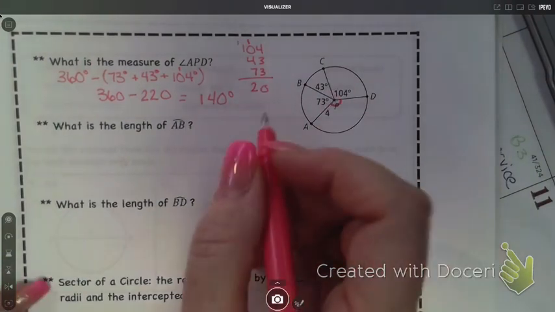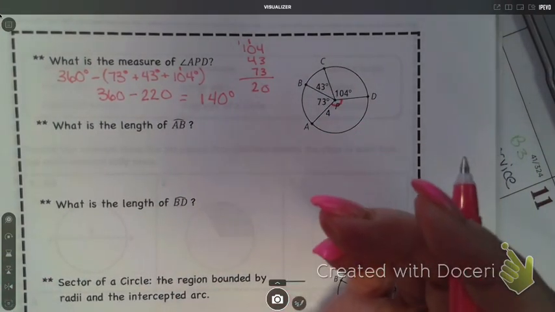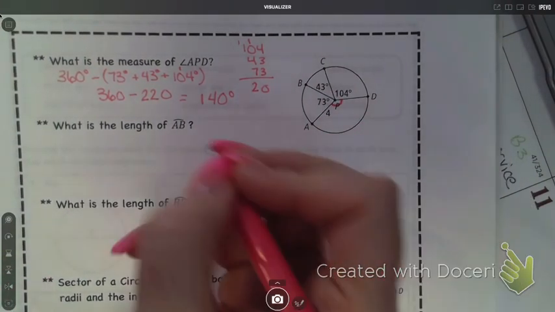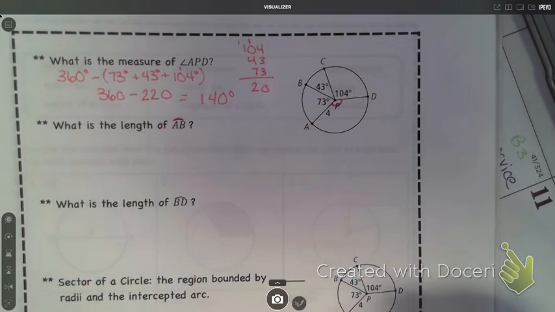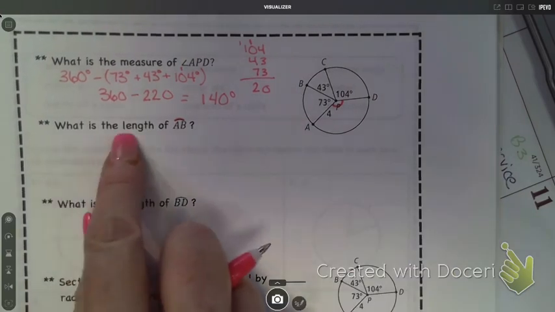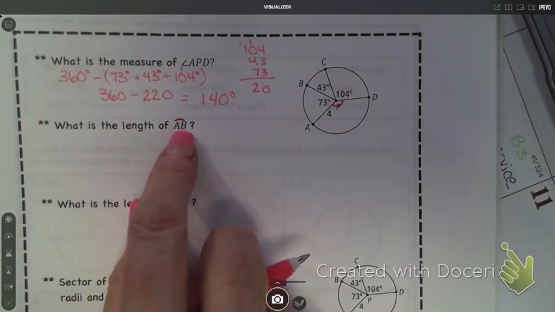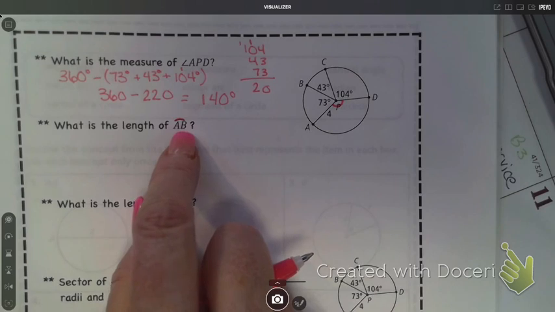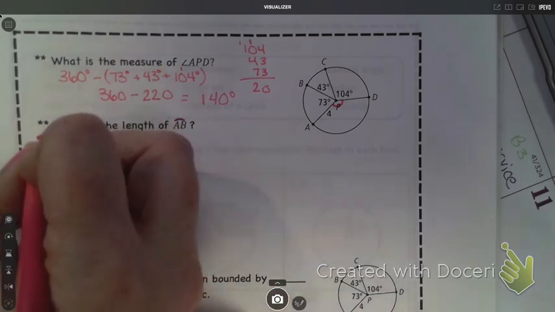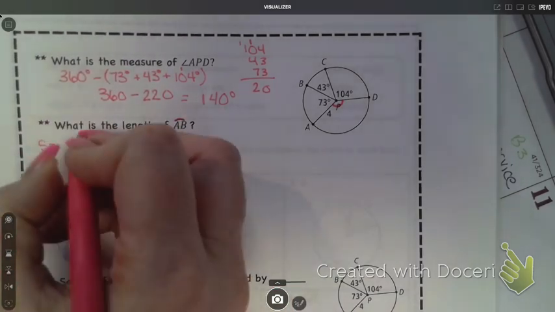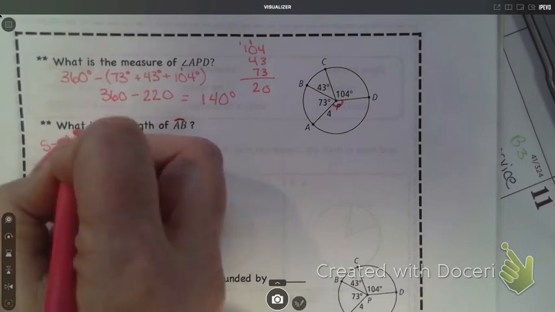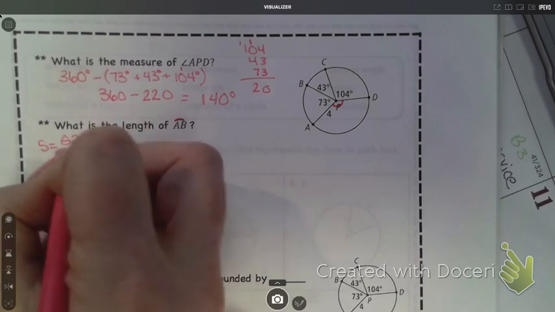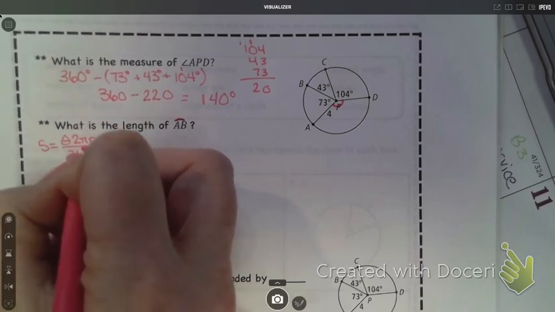Okay, so that's pretty much it. This should be a nice smooth arc over here. I couldn't find one, so it's kind of pointy. Sorry. So what is the length of AB? That means arc length, right? So I need to use what formula? S equals theta over 360 times 2 pi r. Okay, so I need to plug it in.